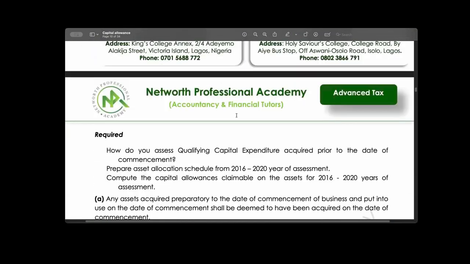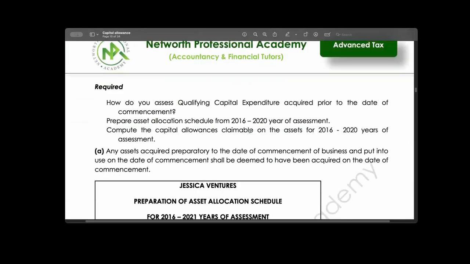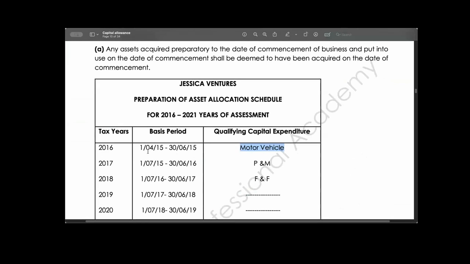The next one is plant and machinery. Plant and machinery was acquired 1/10/2015, right? So if I come back to my table here, where will it fall? Will it fall in the first one, or will it fall here? It will fall in this second period, because, yes, 1/10/2015 is within this period.